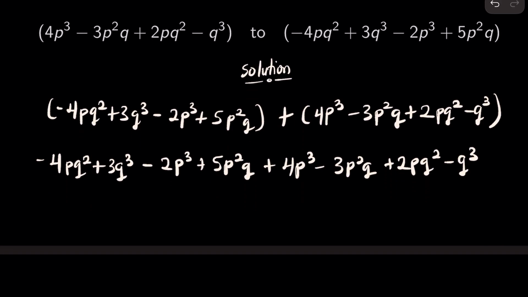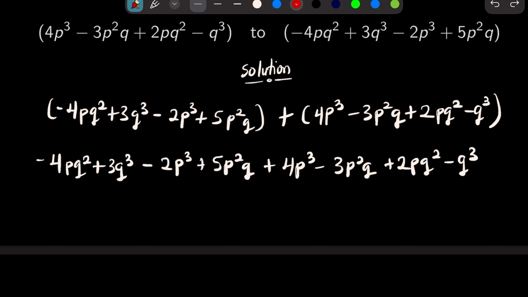So as we did in the first example, we are going to group all the like terms, right? So here we have minus 4pq squared and we also have 2pq squared, right? So here we have the variables to be pq squared, right? So these two are like terms. And here we have q cubed and we also have q cubed here, right? So these two are also like terms.